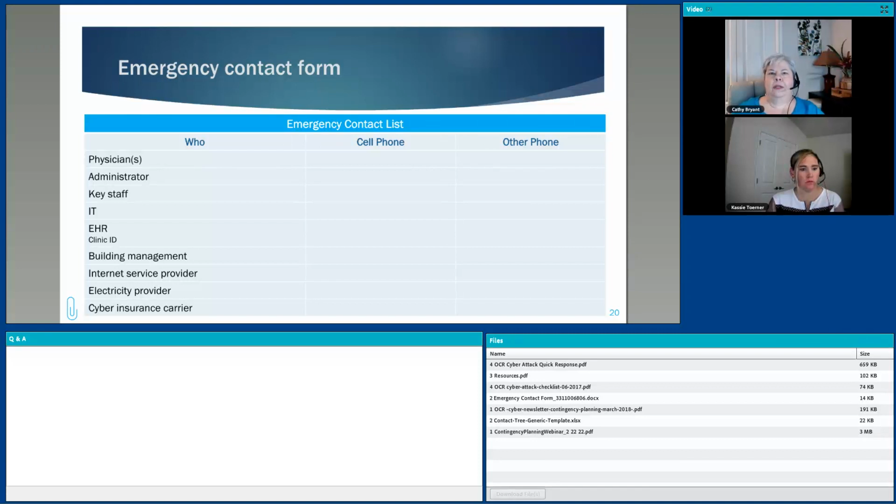But one thing I would remind you of, most of your software vendors probably have some sort of clinic ID or identifier that you have to have if you were to call into them to report a problem, so that they know that you're legitimate. And so you might want to make sure that any of those special things you have are actually included on this list as well.